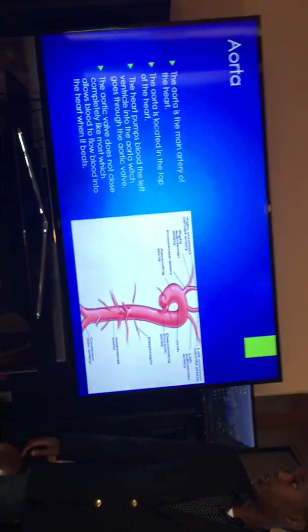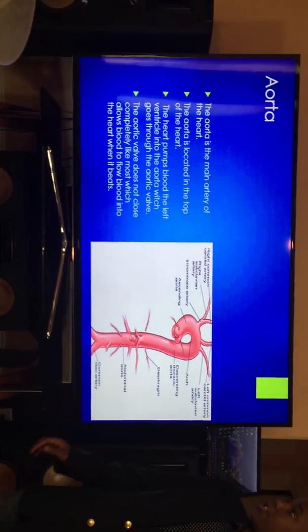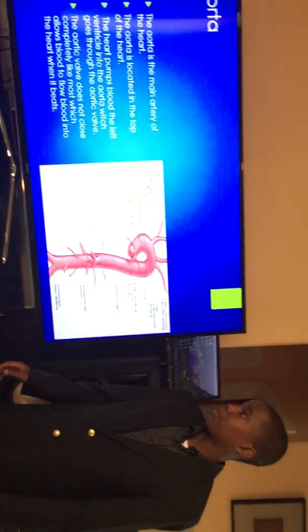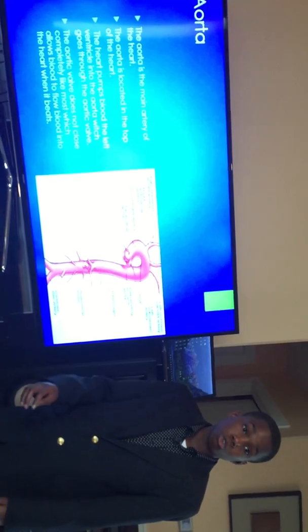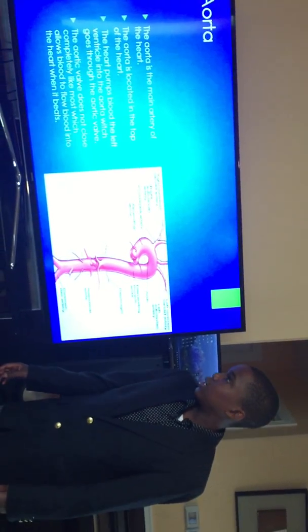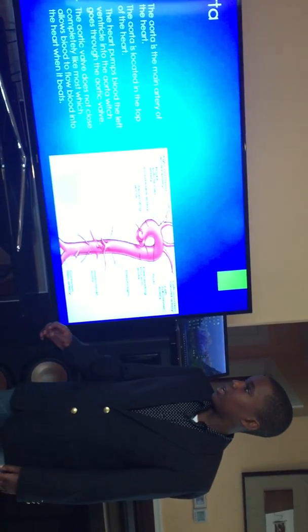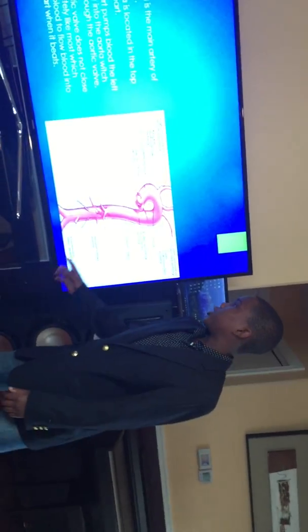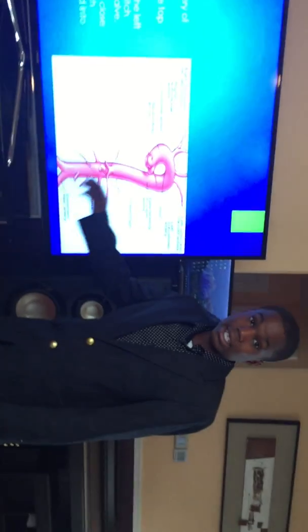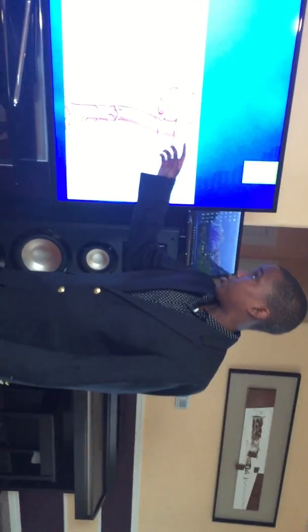The aorta. The aorta is the main artery of the heart. The aorta is located in the top of the heart. It pumps blood from the left ventricle to the aorta, which goes through the aortic valve. The aortic valve does not close completely like most, which allows blood into the heart when it beats. So here's the aorta. It's at the top of the heart, very top of the heart.